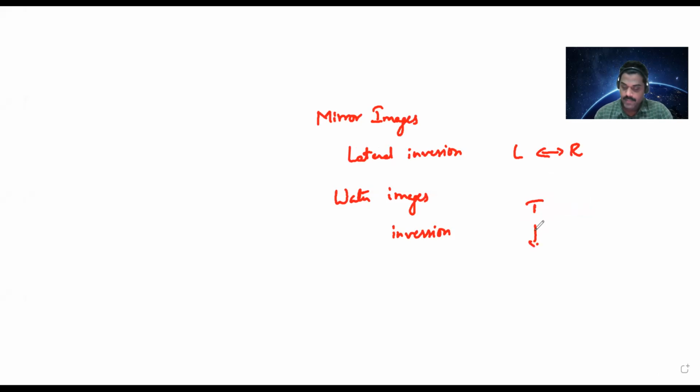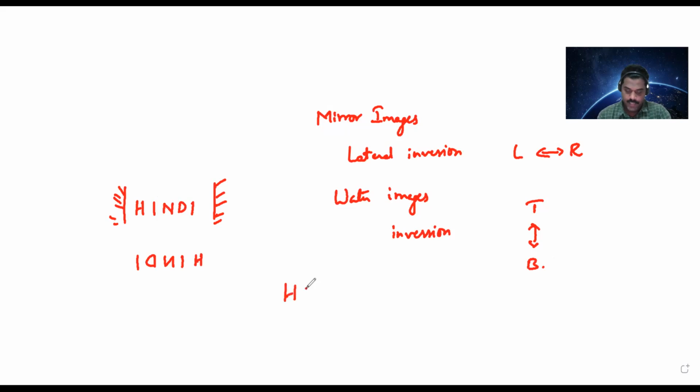Let me do it like this so that it's understood better. Right. So suppose I am taking an object, let us say the object is Hindi. Now, if I place the mirror on the sides, the lateral inversion would mean that the object will look like this. And if for the same object, Hindi, the mirror is placed below, it is nothing but water image.